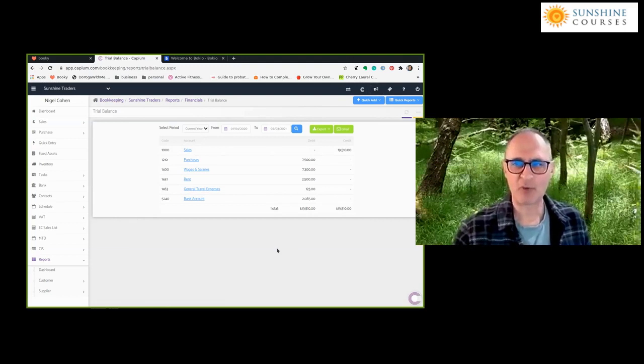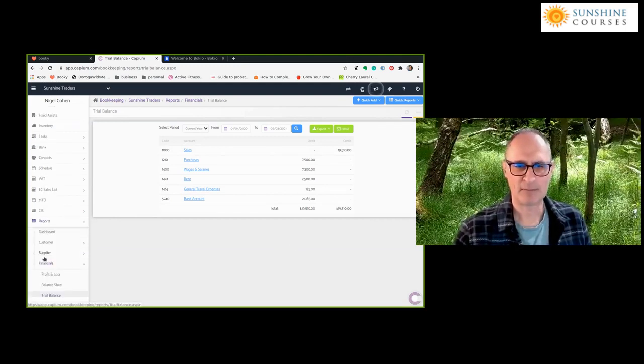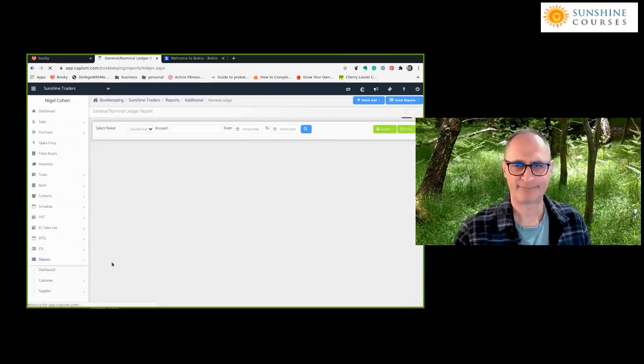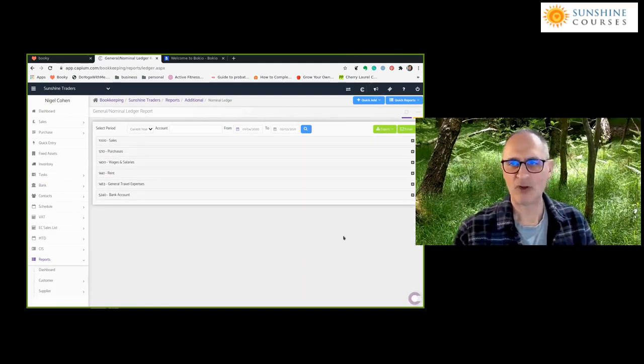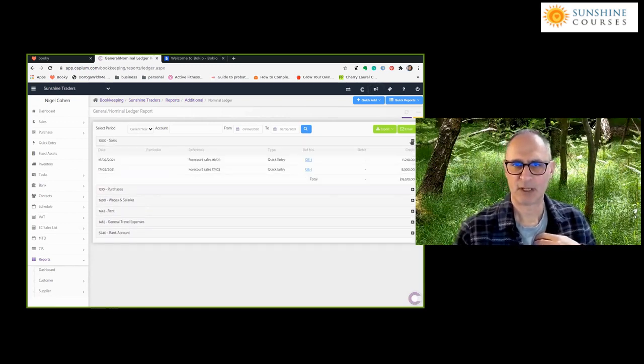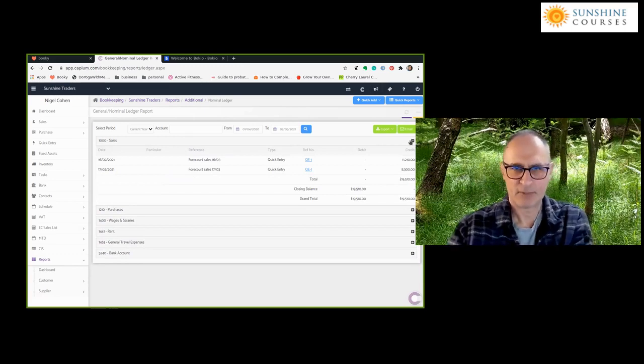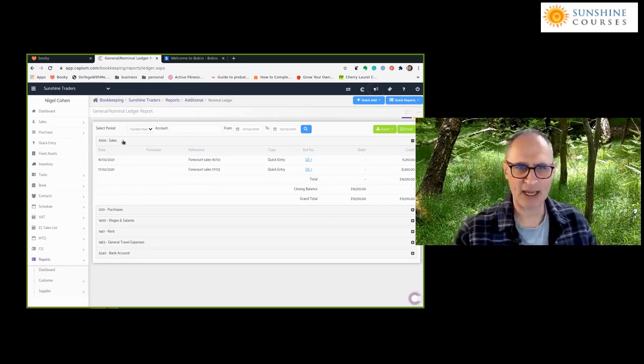There's one final report I want to show to you, which I find invaluable. And it's called the Nominal Ledger. Sometimes it's called a Nominal Ledger, and sometimes it's called a General Ledger. Now, on the face of it, the General Ledger lists out each of the individual entries in the same way that a trial balance does.